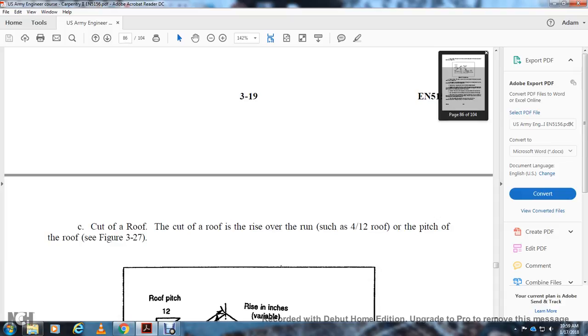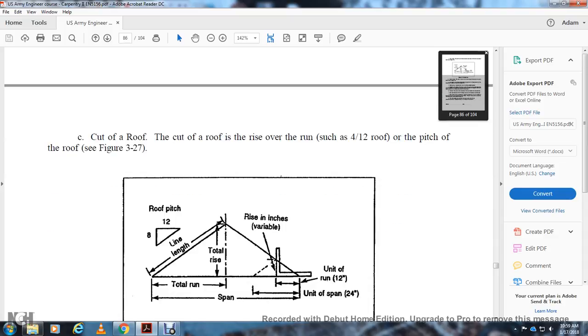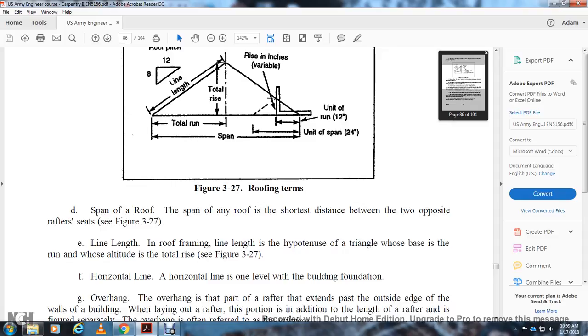You cut off the roof rise over the run, or the pitch over the roof. This shows that the roof pitch 8 to 12, line length of the total run, total rise in the variable unit rise per unit of the span. The span of the roof is the shortest distance between two opposite rafters.